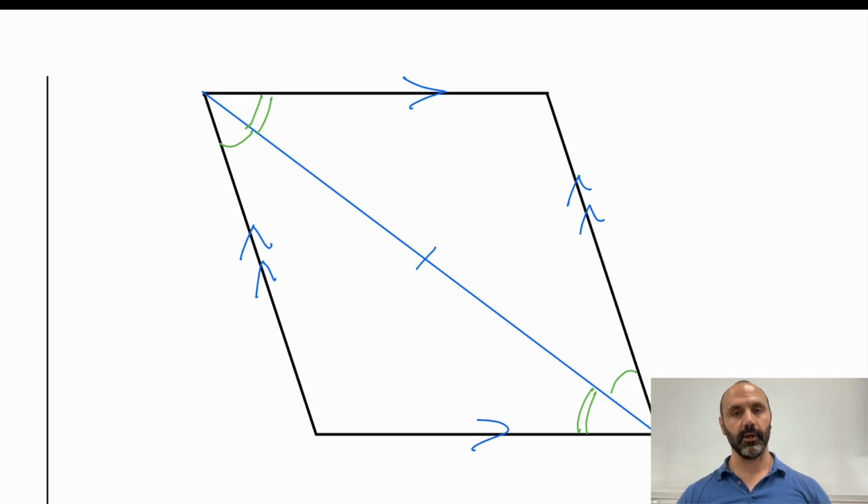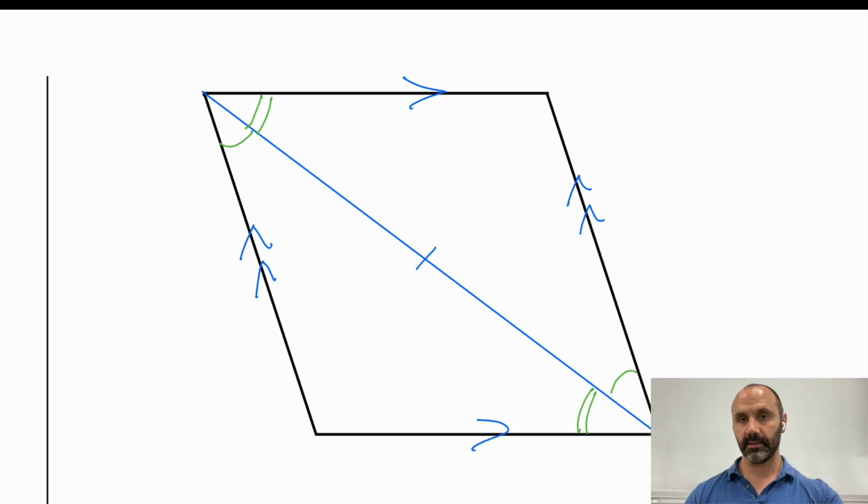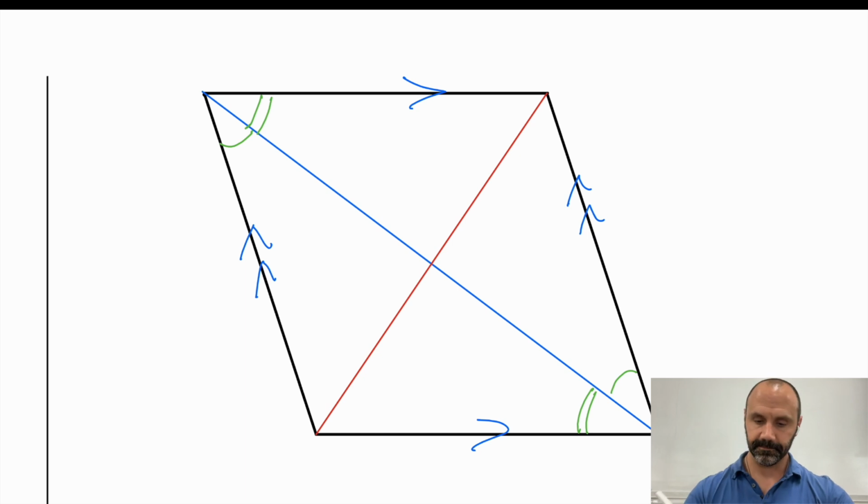That also means that all corresponding parts of congruent triangles are congruent. If this triangle is congruent to this triangle, that means this side is congruent to this side, and this angle is congruent to this angle. So many of those things follow in place, right? So that's two of those characteristics immediately. Also, what we could do is draw another diagonal. Let's do this one in red. It's exciting. So now, again, same deal.